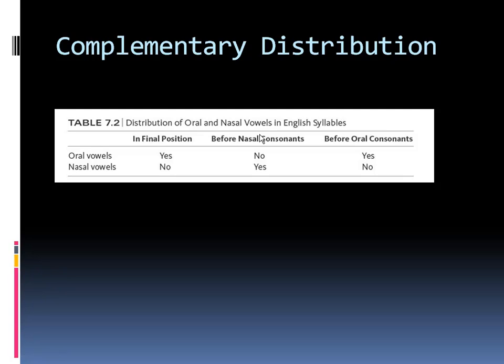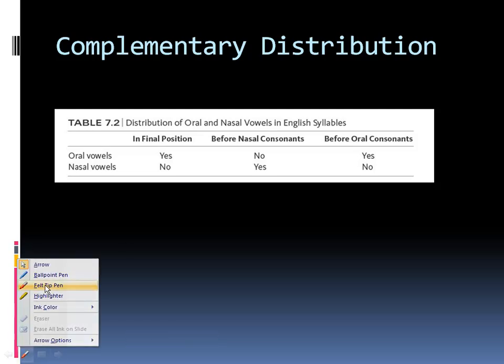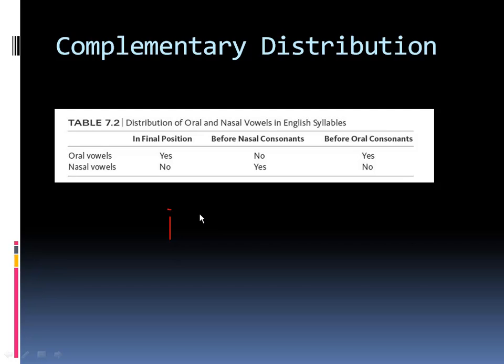So only in this environment, English vowels become nasalized. Predictable? Yes. That kind of thing is called complementary distribution. So oral and nasal vowels in English are in complementary distribution. And since where they're going to occur is predictable, they're not phonemically different. So let me write this: this and this are not phonemically different. They're phonetically different, but not phonemically different.